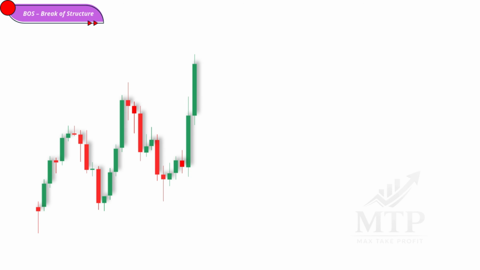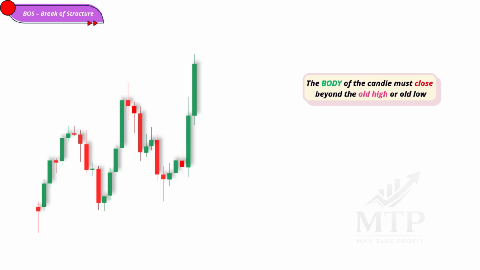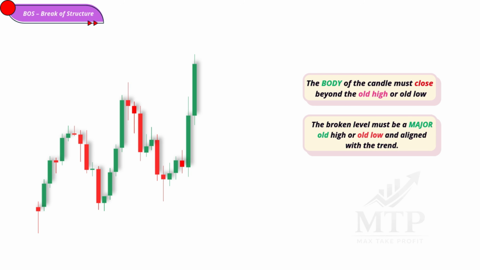Conclusion. Here is what you need to remember to always identify a valid BOS. You need two conditions. 1. The body of the candle must close beyond the old high or old low, not a wick, the body. 2. The broken level must be a major old high or old low and aligned with the trend, not some small insignificant high, the real swing high, the real swing low. If one of these two conditions is missing, you wait. Discipline. A fake BOS is a trap. A true BOS is confirmation that the trend continues.